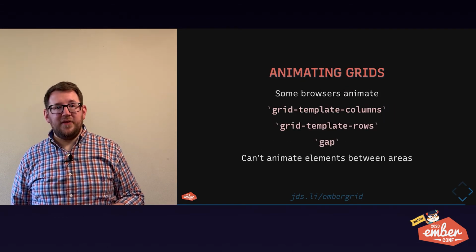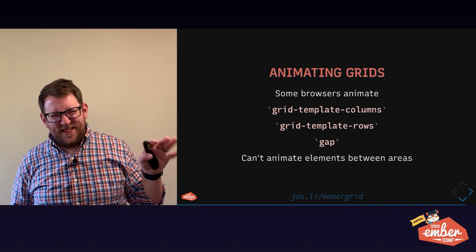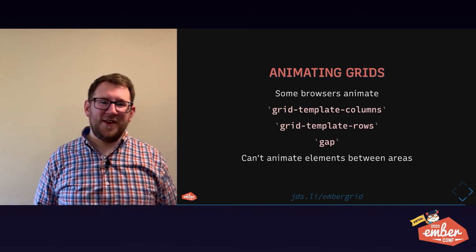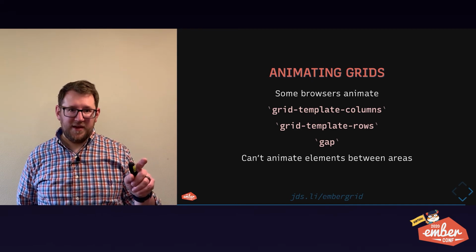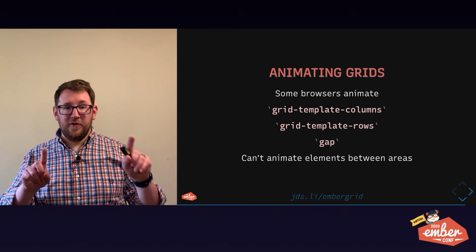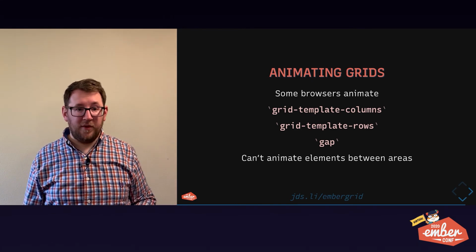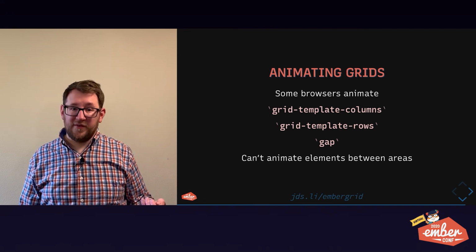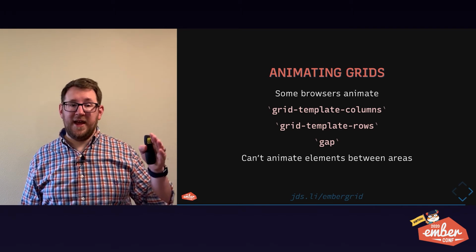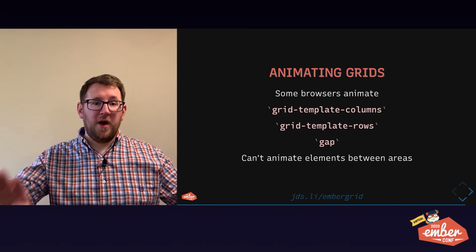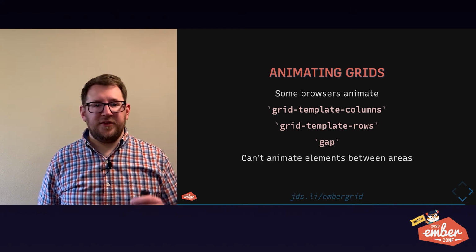Animating grids, can you do that? Some browsers can animate between Grid template columns and rows values if there's the same number. You can't go from 3 columns to 4. That's not an animatable way to do it. And you can't animate between different units. For example, your first column can't animate from 10 pixels to 1 fraction. Those are just impossible things.